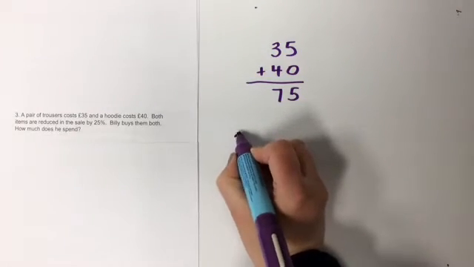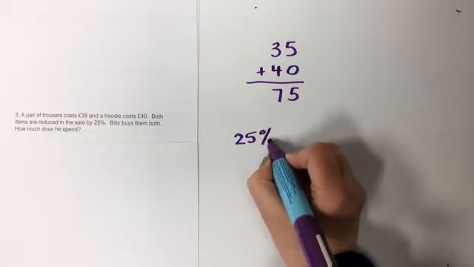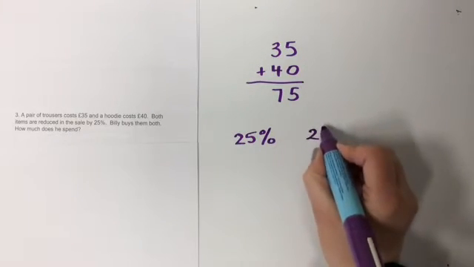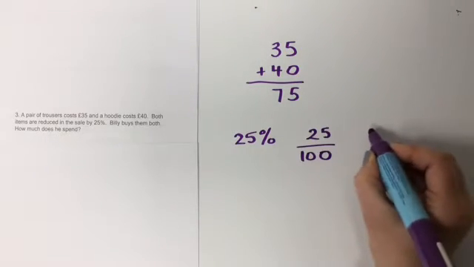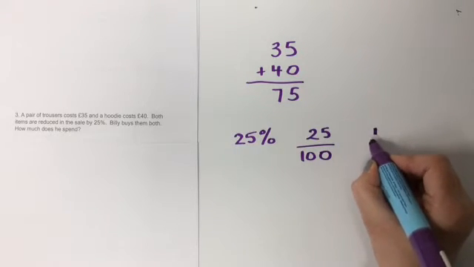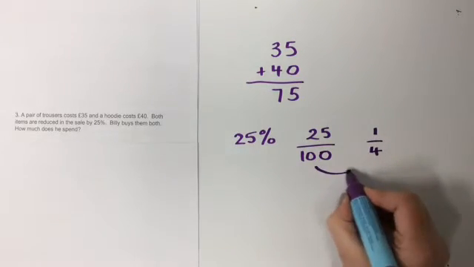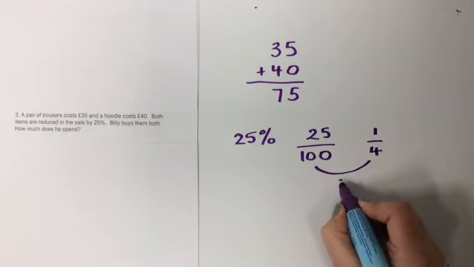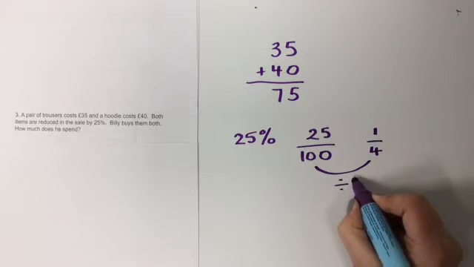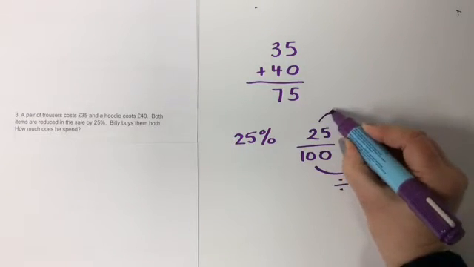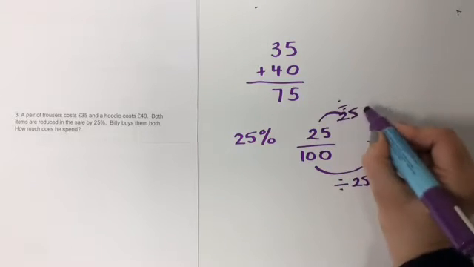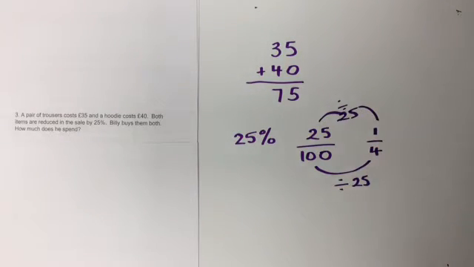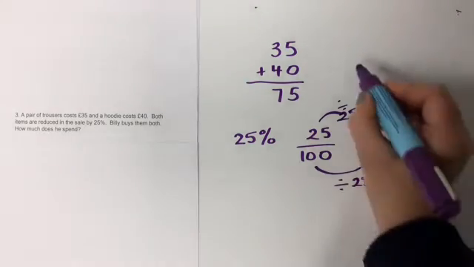Now, if we think about 25%, we know that 25% means out of 100, so it's 25 out of 100, which also means the same as 1/4, because I know that if I divide 100 by 25 and do the same to the top that I did to the bottom, I get 1/4. So this time I don't need to find a tenth to help find this out. I can deal with my quarter.